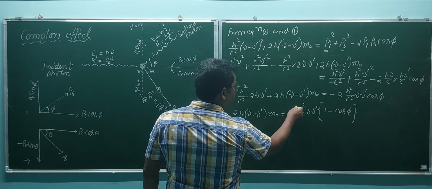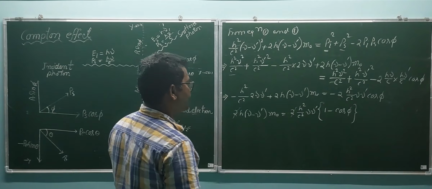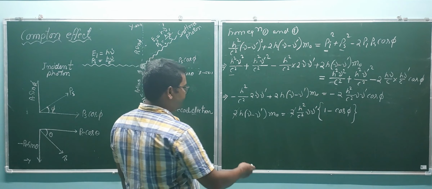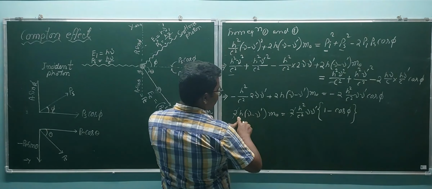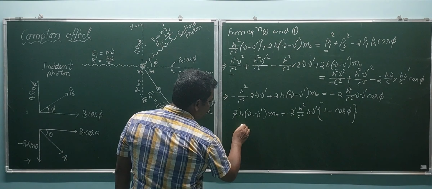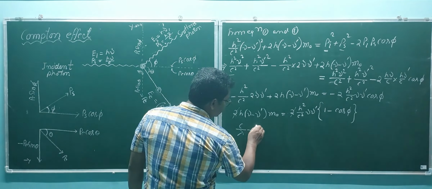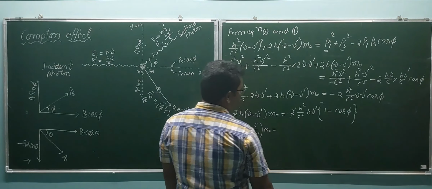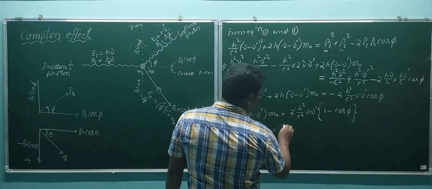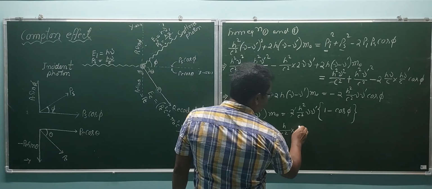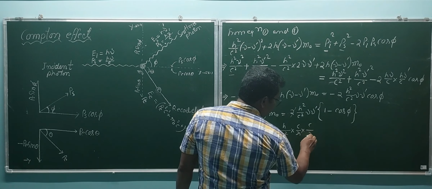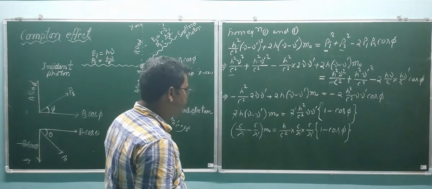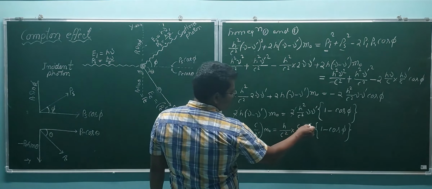Here again the 2 cancels now. Now nu converted into lambda: one h cancels out, so it is c by lambda minus c by lambda prime times m naught is equal to h by c square into c by lambda into c by lambda prime times 1 minus cos phi. See here, c square cancels out.